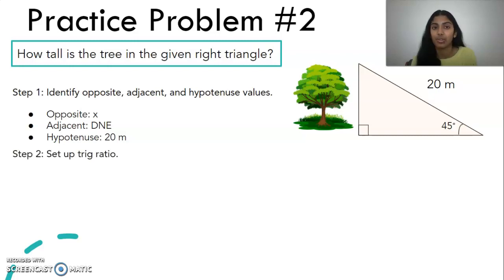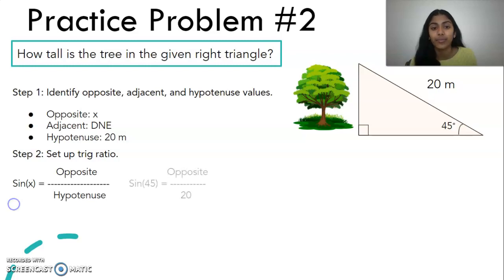Let's set up a trig ratio. But before we do so, it's important to figure out which trig ratio to use. Since we do not have an adjacent value, we cannot use cosine or tangent because those two ratios involve an adjacent value. The only ratio left is sine, and that makes sense because we are trying to find an opposite value and we are given our hypotenuse. So we know that sine is equal to opposite over hypotenuse, and since we are given our angle, we can substitute that in. So we know that sine of 45 is equal to opposite, we can leave that as it is, over 20, which is our hypotenuse.